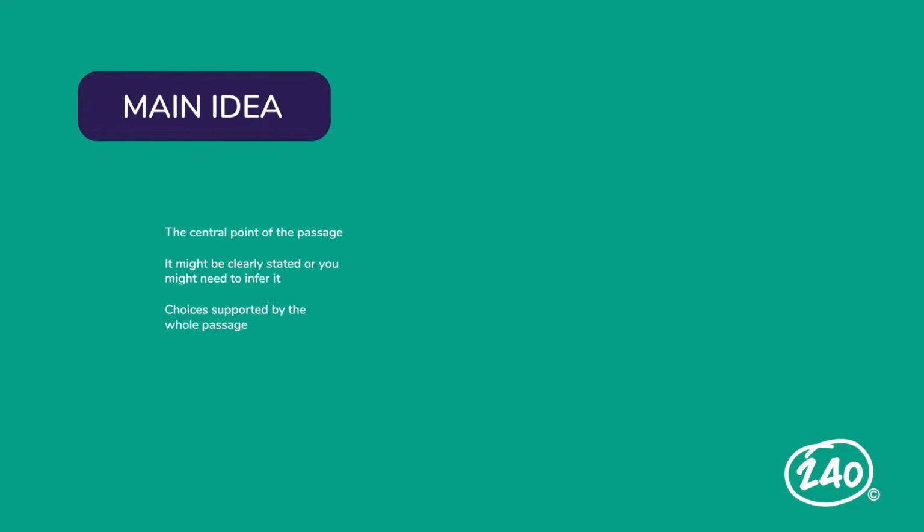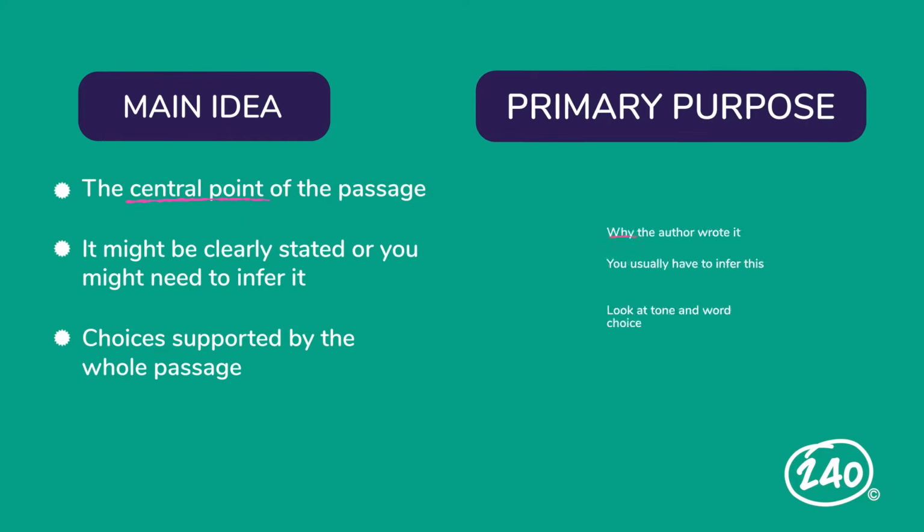Now, I bet you're like, okay, Val, what's an actual question? I'm on it. Simply put, the main idea is the point. The primary purpose is the why. So for example, if I write a short essay on how to make a 3-layer chocolate cake, my main idea is how to make a chocolate cake. And my primary purpose is to get you to bake me a cake.